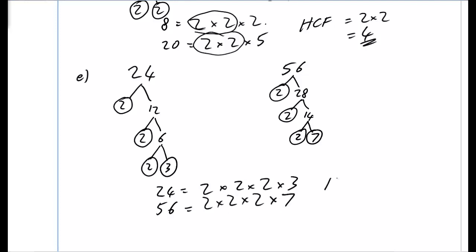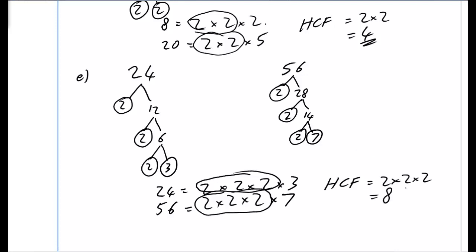So the highest common factor between 24 and 56, you've got 2 times 2 times 2 common with 2 times 2 times 2. So the highest common factor is 2 times 2 times 2, which is 8. So the highest common factor between 24 and 56 is 8. So what I wanted you to do now is have a go at number 3. You should also be able to do number 4 as well.